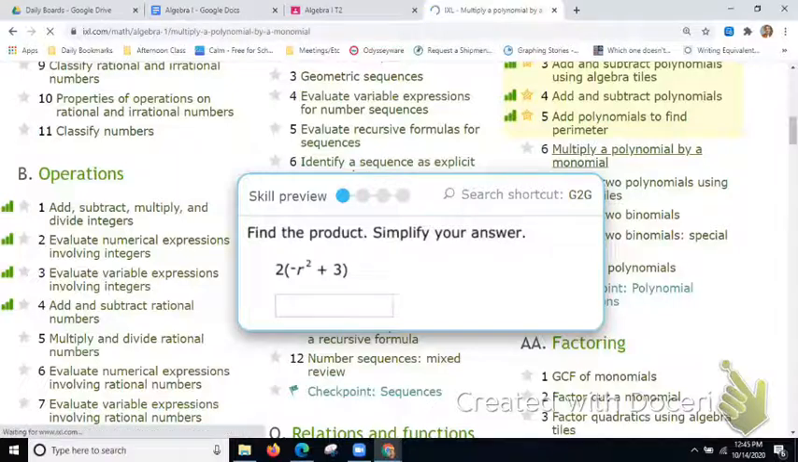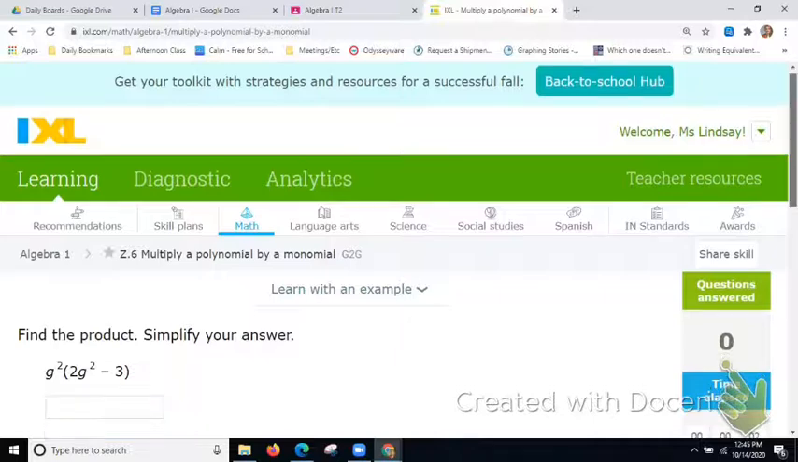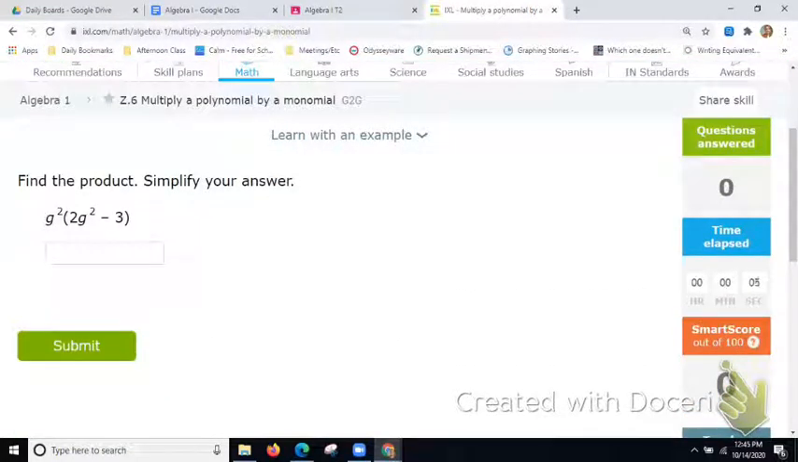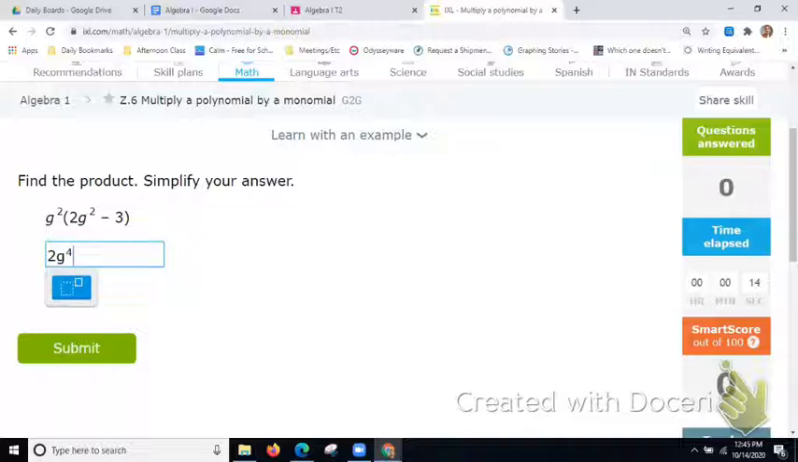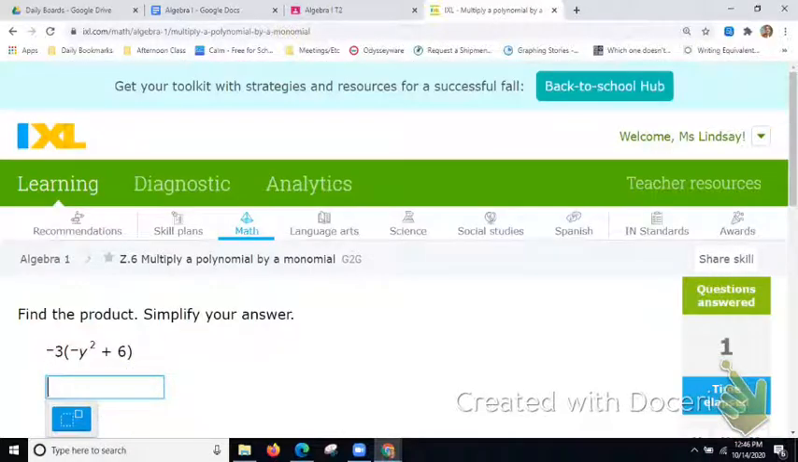Or you can do Z6. So that's like the beginning problems, right? So this would be 2g to the 4th minus 3g squared. So lots of exponents in here. So that is what Z6 is, you're just multiplying a monomial on the outside.